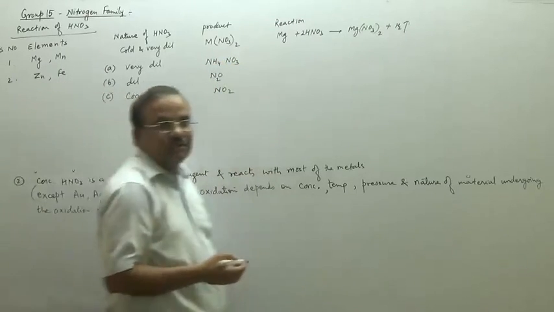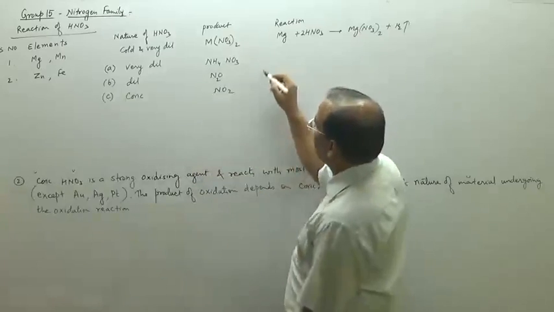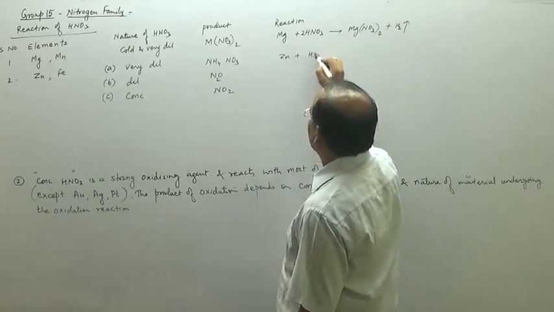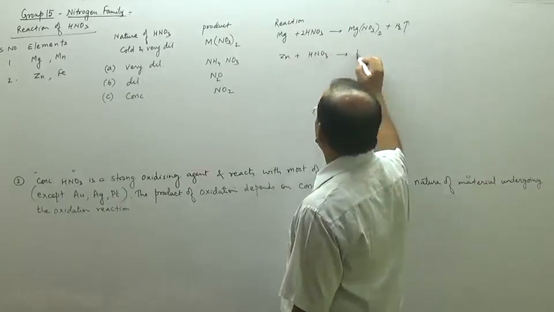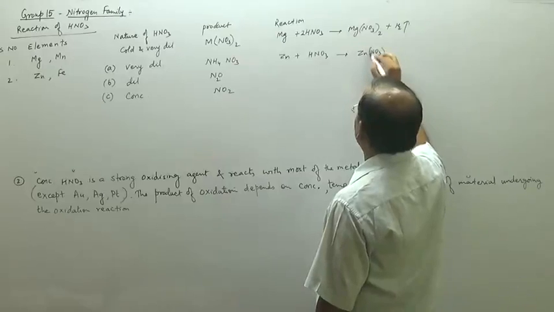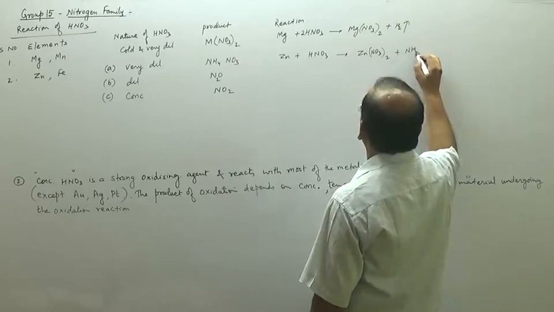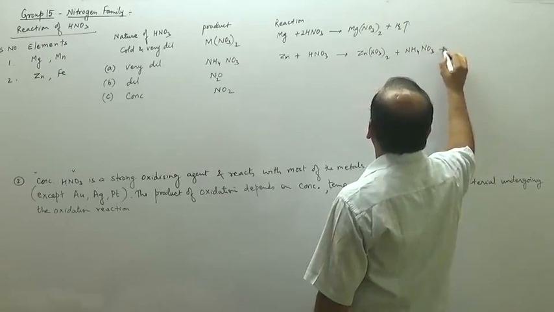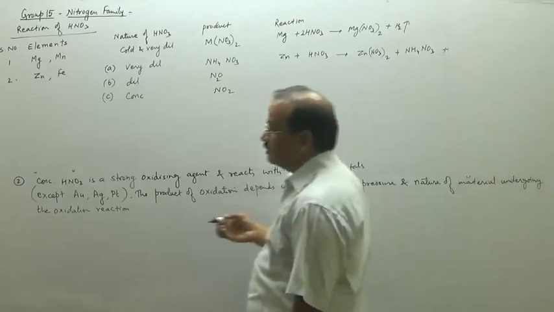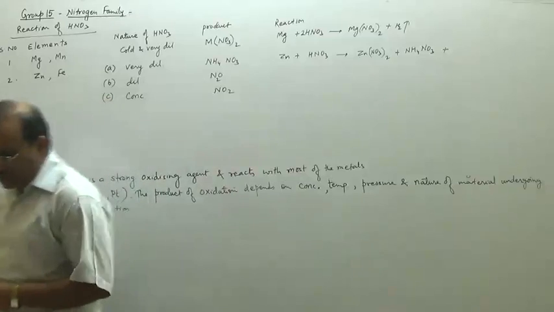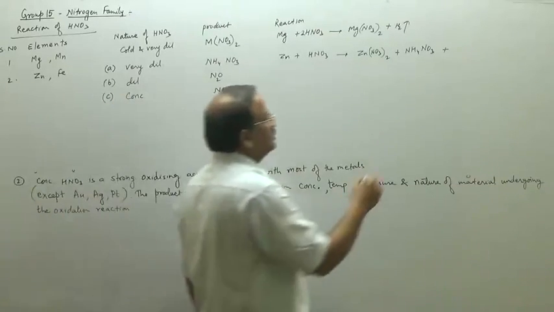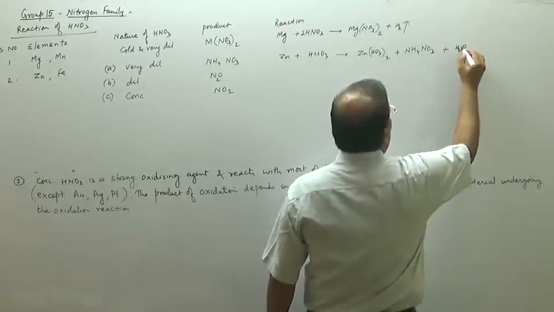So the reaction in this case, we write like this: suppose I write zinc and very dilute HNO3. Then I'll write Zn(NO3)2 plus ammonium nitrate is formed in the reaction, plus water is formed in the reaction. Obviously it will be aqueous.